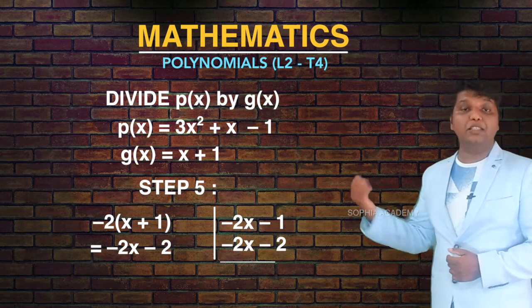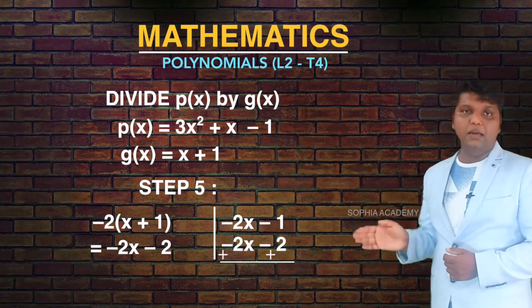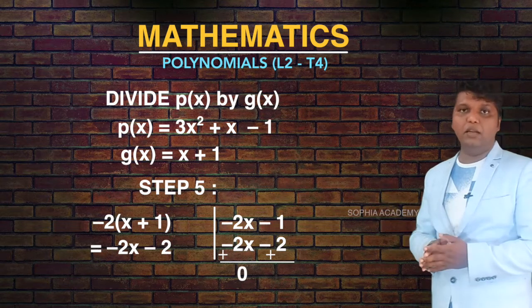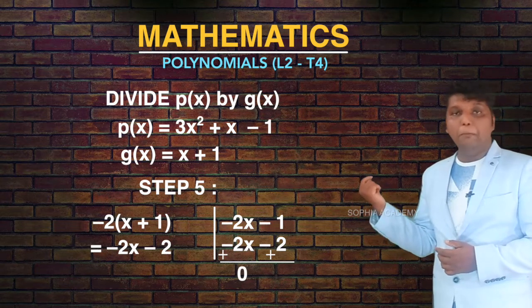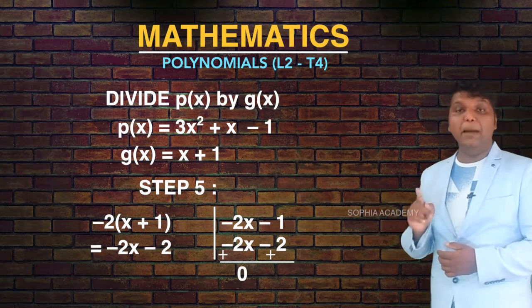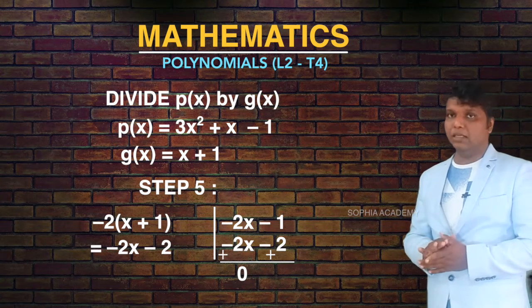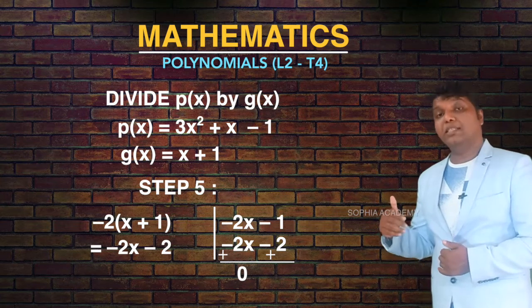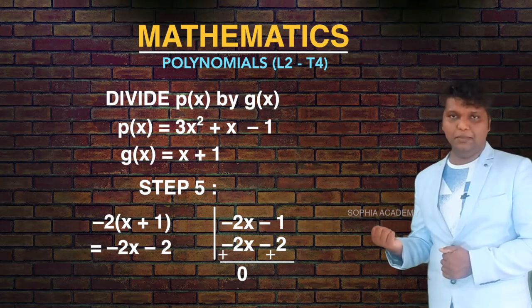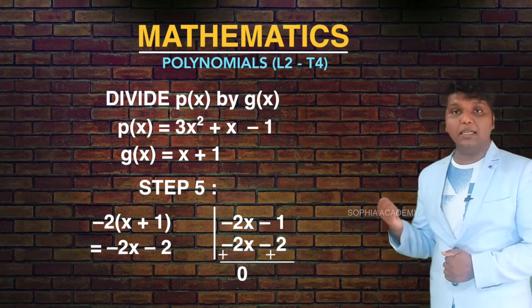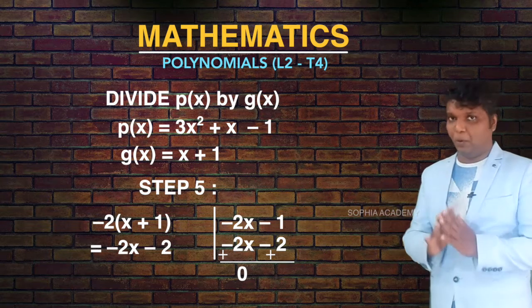While subtracting, the first term they will get cancelled. That means minus 2x minus minus 2x, it is 0 itself. What is the second term? Minus 1 minus 2. Whenever you are subtracting two terms, forget not, you have to change the sign of the second term, then add them together. That's the process.